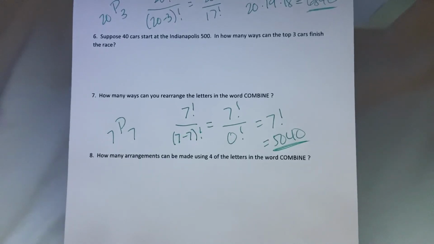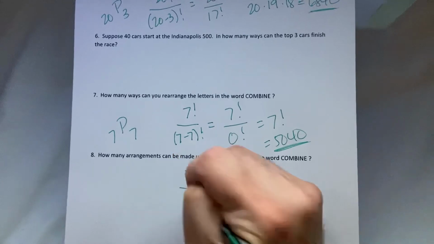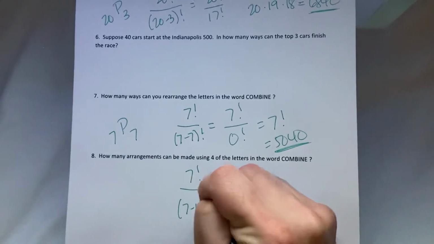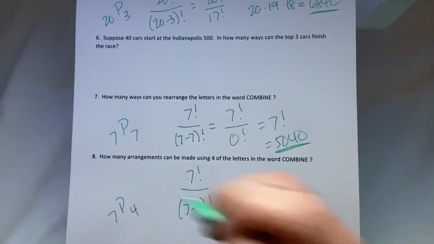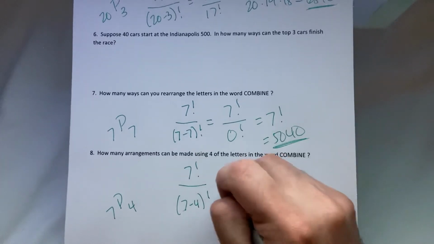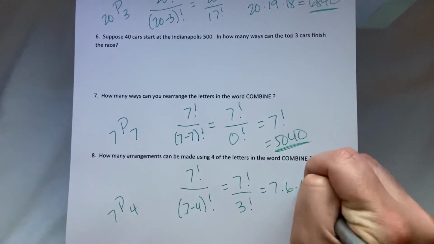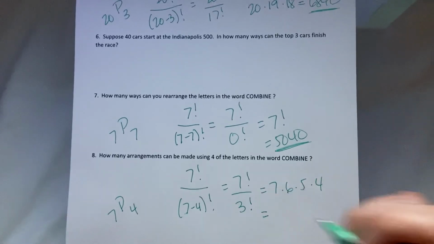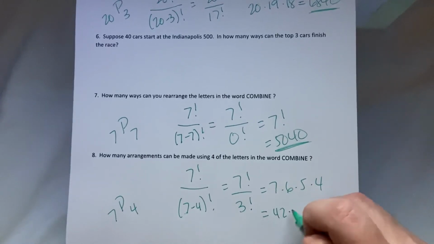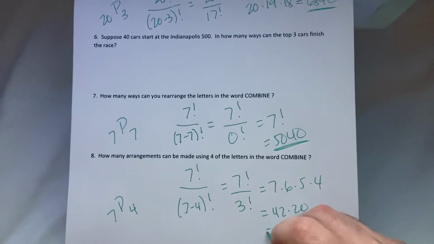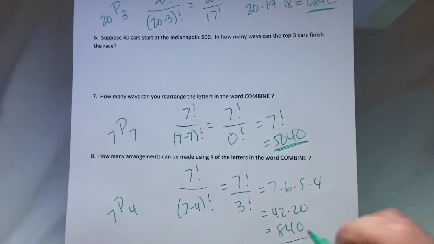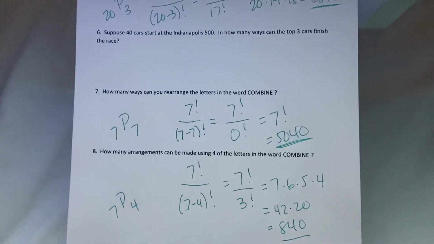Lastly, how many arrangements can be made using 4 of the letters? So instead of using all of them, we're only using 4 of them here, which is 7 factorial over 3 factorial, or 7 times 6 times 5 times 4. It's 42 times 20, 840 ways. And we'll continue in the next video.